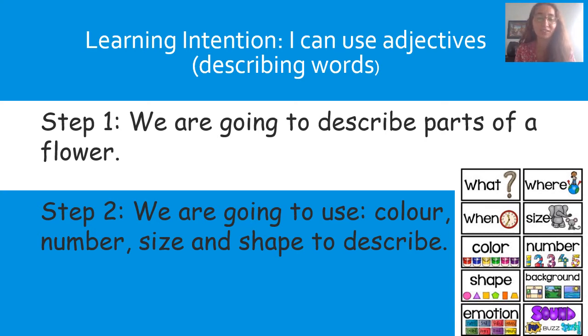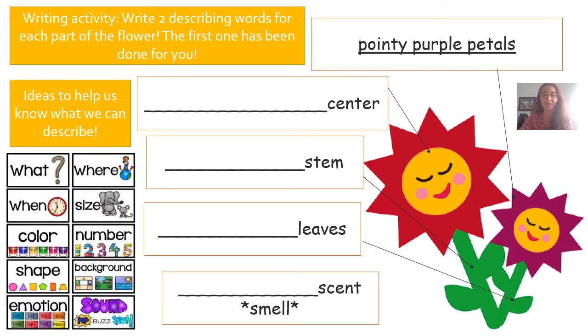Step 1 for today, we're going to describe parts of a flower. We're going to use color, number, size, shape, and other things to describe them. Let's get started. As you can see, you are going to write 2 describing words for each part of the flower. The first one has been done for you. I've pointed to what I'm describing to give you a bit of help there.